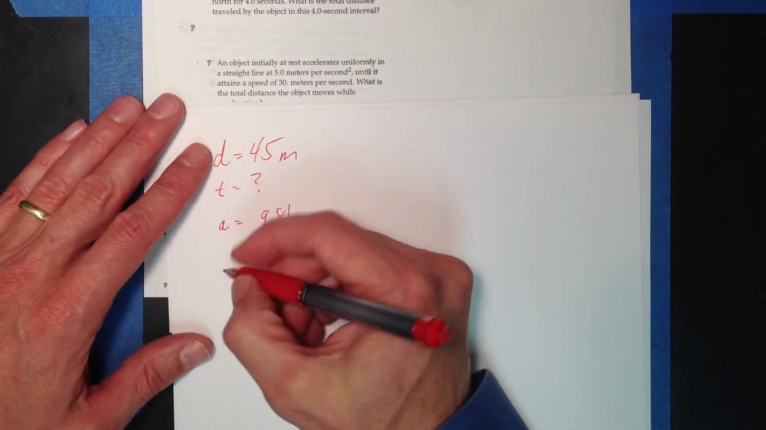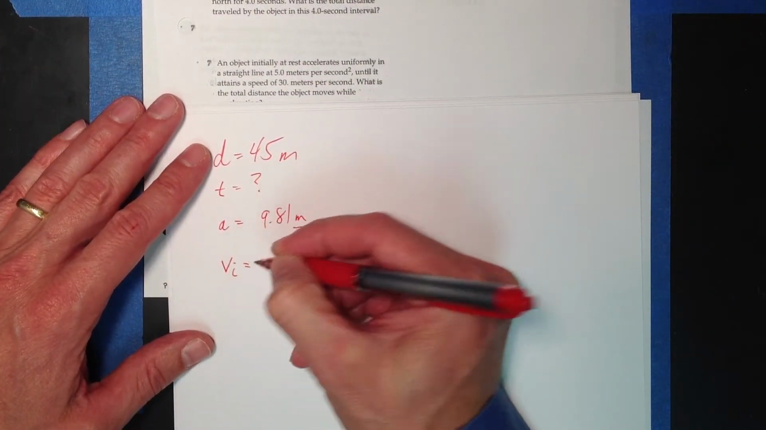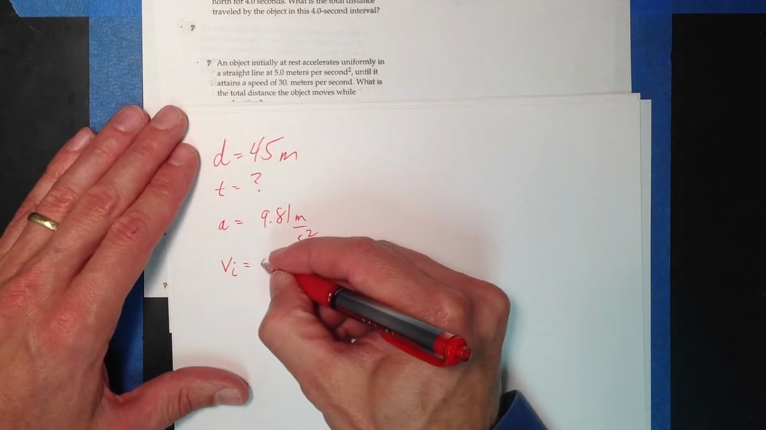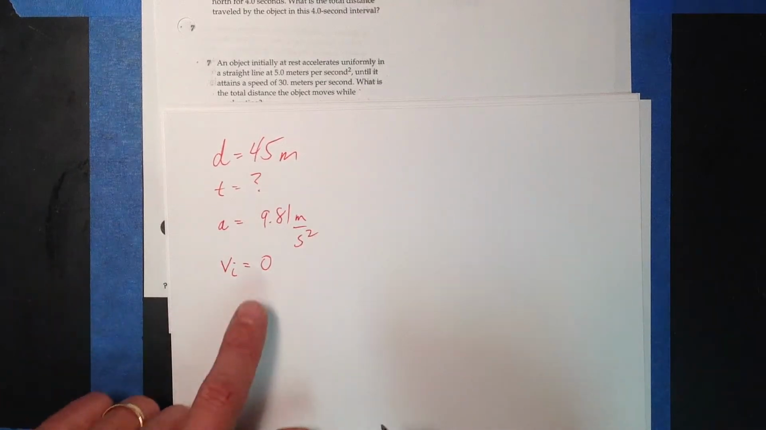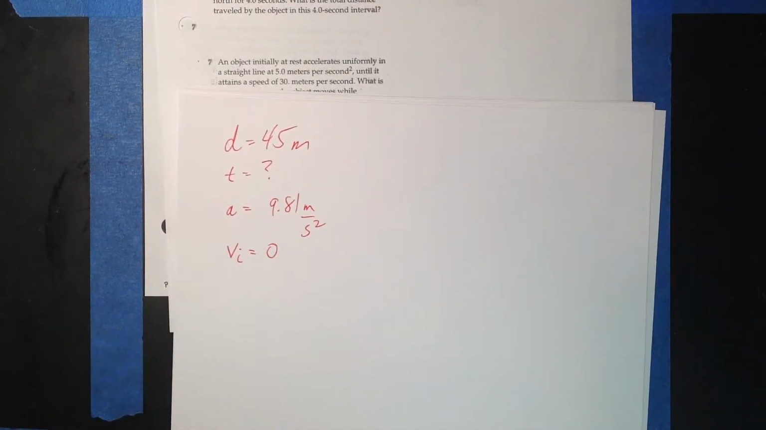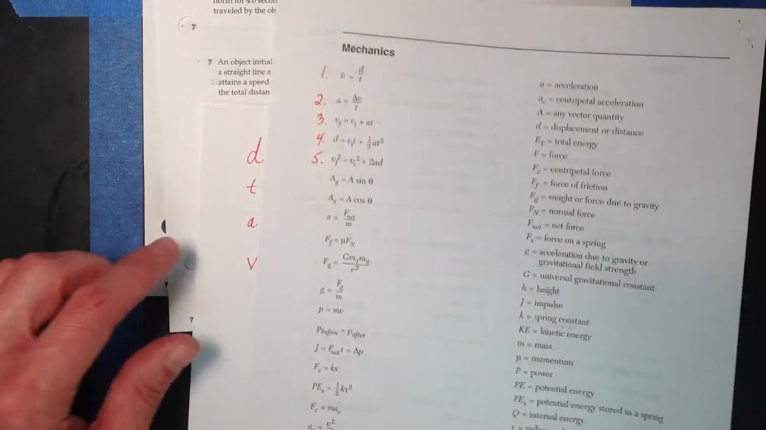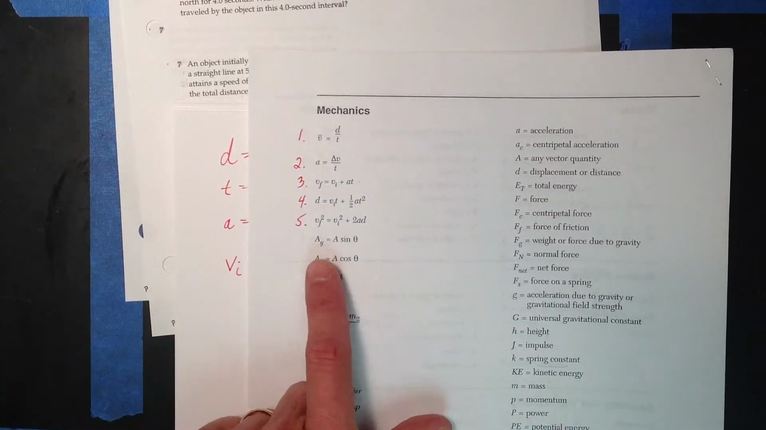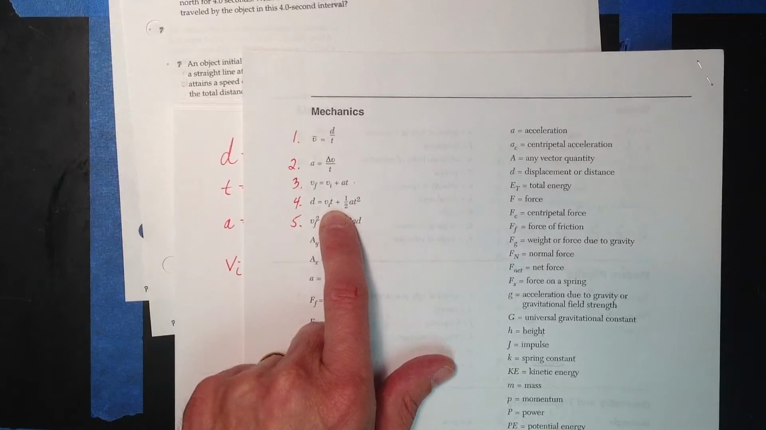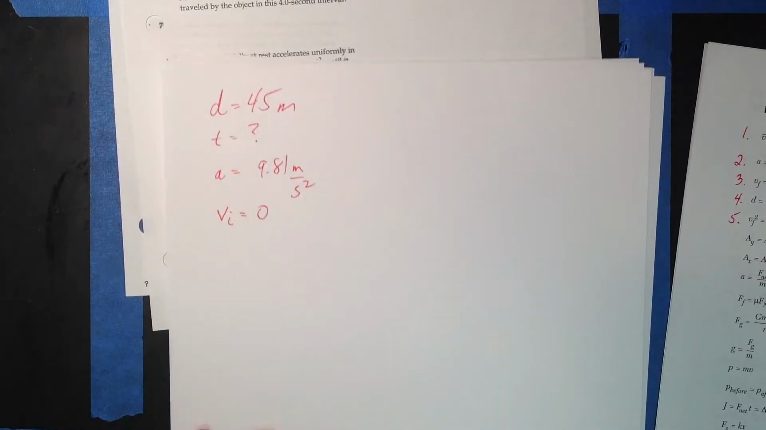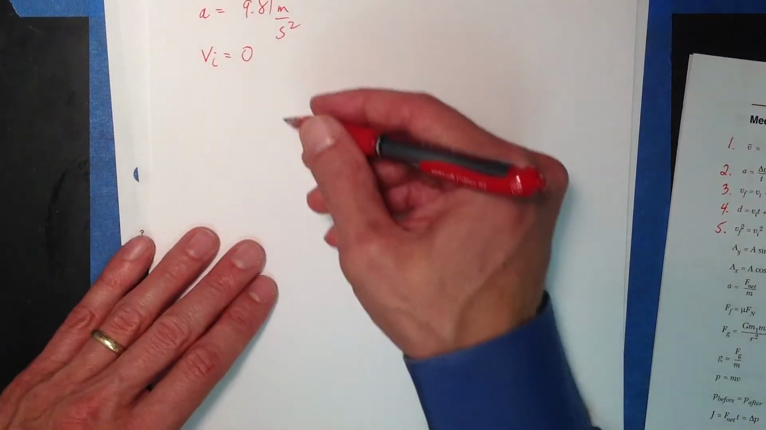But I do know something else. I do know initial velocity. In its downward motion, vertical motion is going to be 0, because I guess they assume you're just holding the rock. It wasn't already falling. So that's key. So with that said, now I can use this formula here, the fourth one. So let's do that.